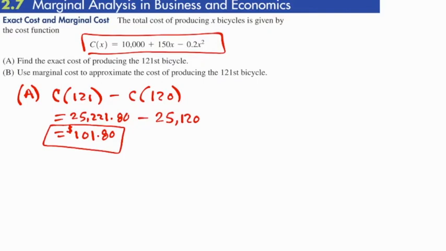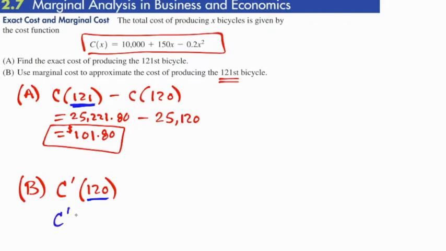It says use the marginal cost to approximate the cost of producing the 121st bicycle. So we want to approximate it by using C prime of 120. It's important to remember the relationship between the exact difference and the marginal cost. The marginal cost is always being evaluated at one less than the exact 121st that we're approximating.